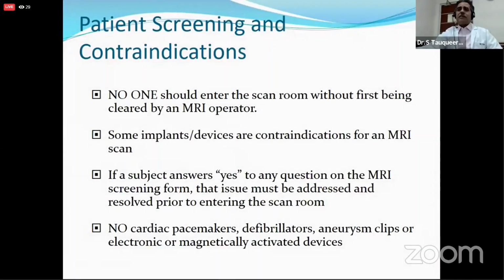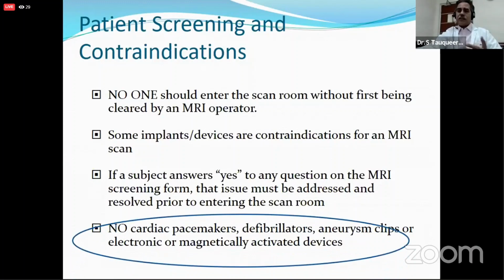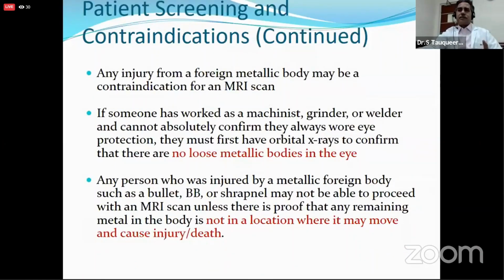Patient screening and contraindications. There are some implants or devices which are contraindicated. We'll discuss this later. If the subject answers yes to any device, then we need to understand what exactly the device is, and that issue has to be addressed and resolved before we take the patient into the MRI suite. Cardiac pacemakers and defibrillators we'll discuss in detail. They were first in the absolute contraindication list, and now are in the relative contraindication list. We'll be seeing that in detail.